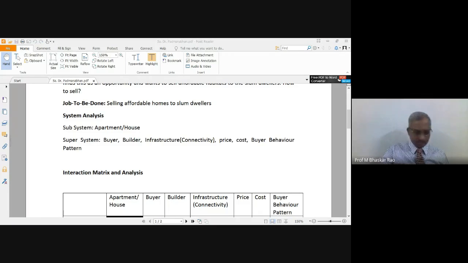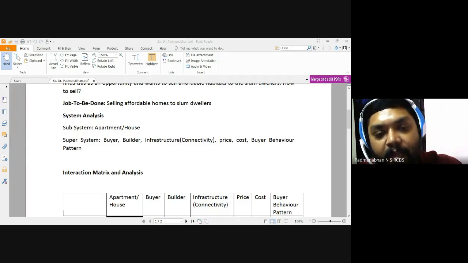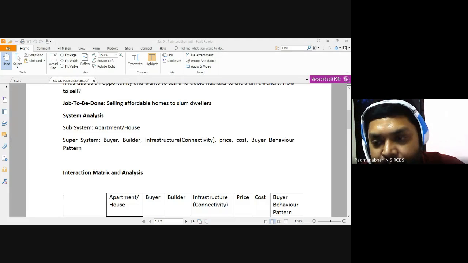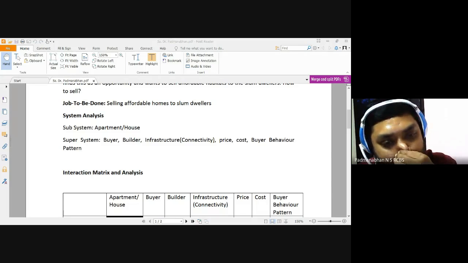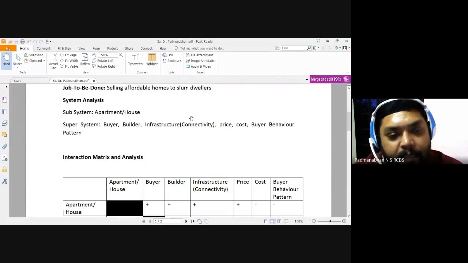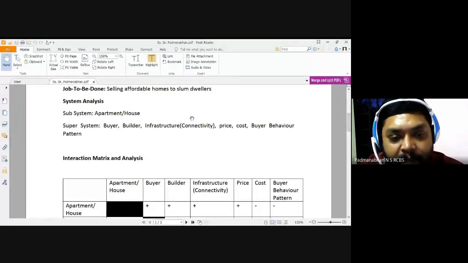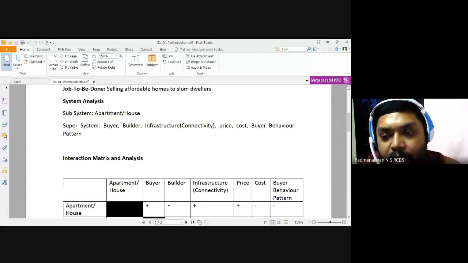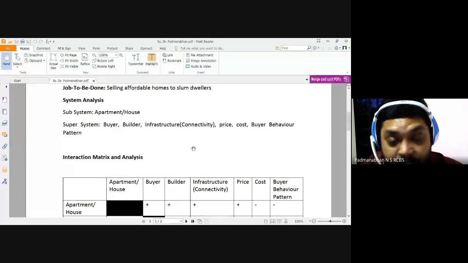So in that sense, how can we sell affordable? The job to be done is to sell affordable homes to the slum dwellers. So when you just look into that, the system is, I don't know whether I'm right or wrong, so I've divided the system, subsystem and supersystem like this. An apartment or house is what actually the subsystem or system is.